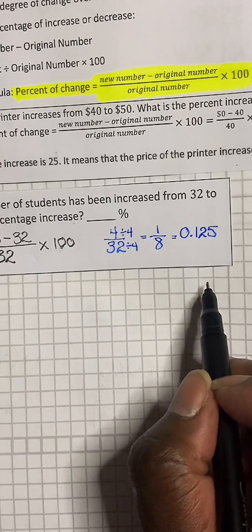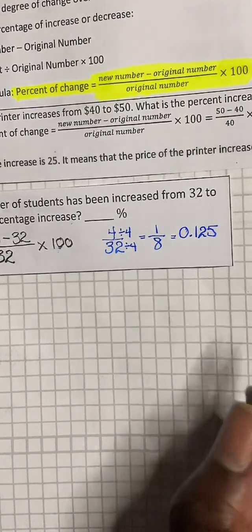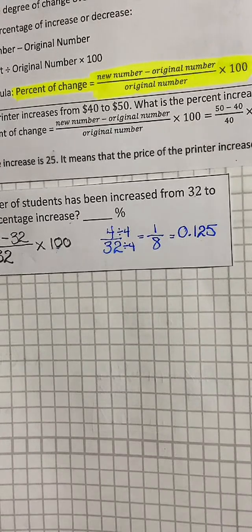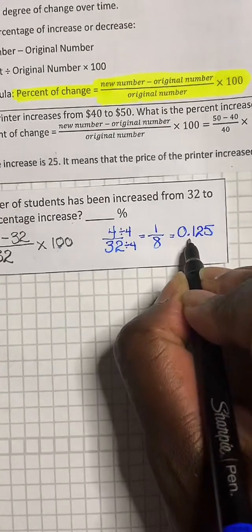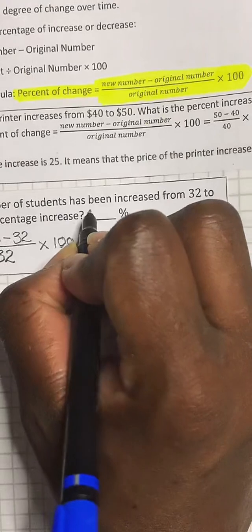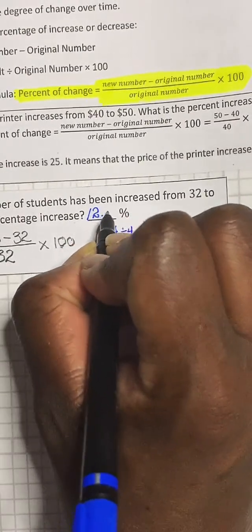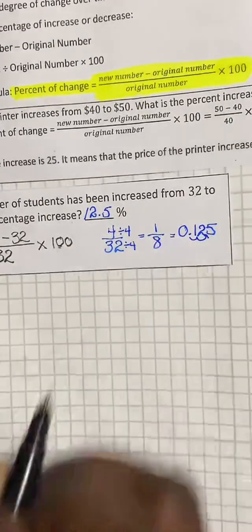Good. Okay. So we moved it over 1, 2. That means we have 12.5%.